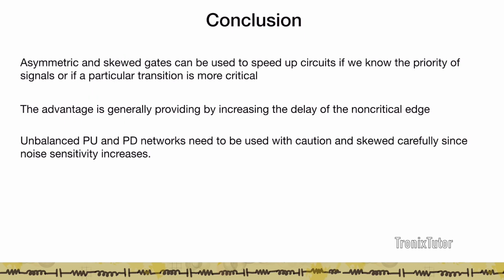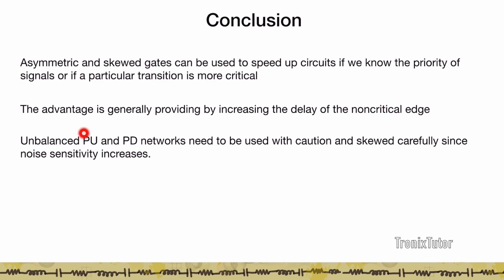So to conclude, asymmetric and skewed gates can be used to speed up circuits if we know additional information like the priority of the signal, or if you know that a particular transition is preferred over some other transition. The advantage is generally provided by increasing the delay of the non-critical edge. So whenever you have something critical and non-critical, there is a trade-off involved. So you speed up one at the expense of the other.